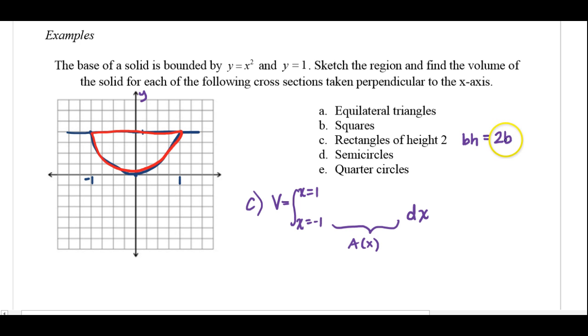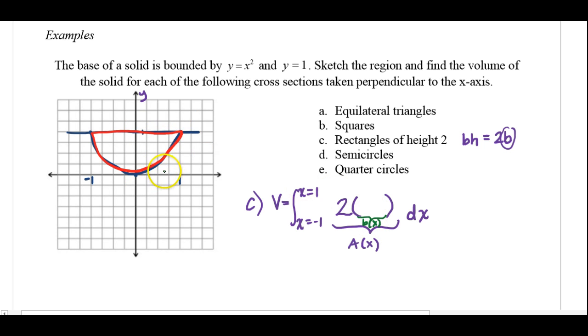So once again, I just cannot substitute 2b in here. My variables don't match. I have x's and b's. So I need to rewrite b, the base of my rectangle, as a function of x. So what needs to go in here is 2, and then I'm going to need to multiply by, what goes in here is b of x. So that's the base of the rectangle as a function of x.